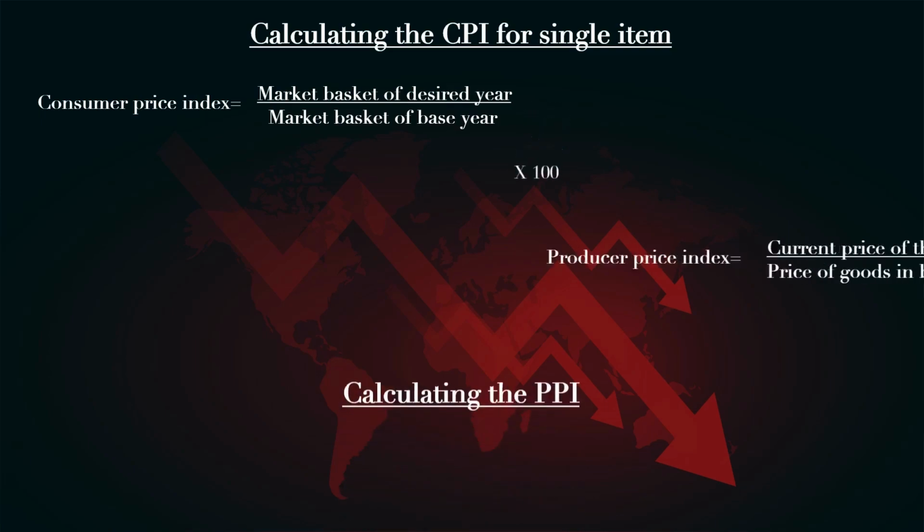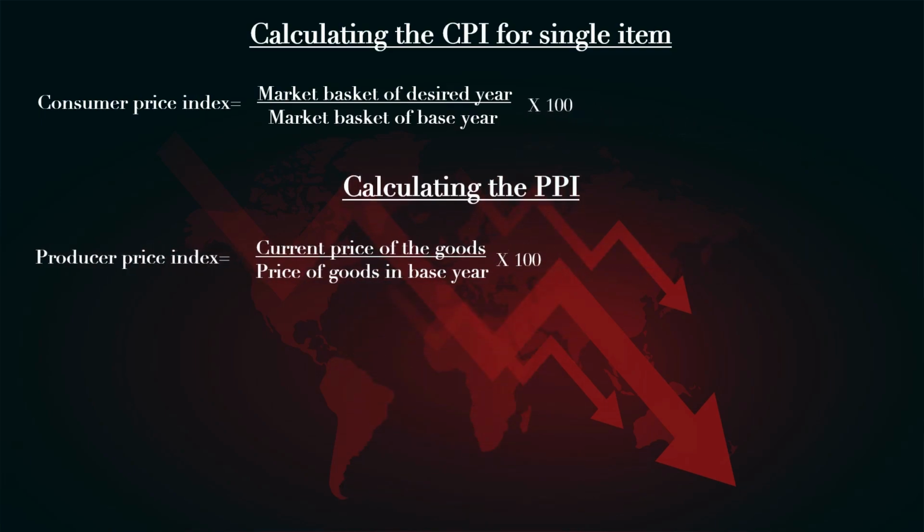In addition to the CPI, there are other measures of inflation such as the Producer Price Index, which measures the change in prices for goods and services at the wholesale level, and the Personal Consumption Expenditures Price Index, which measures the change in prices for goods and services that consumers actually purchase.